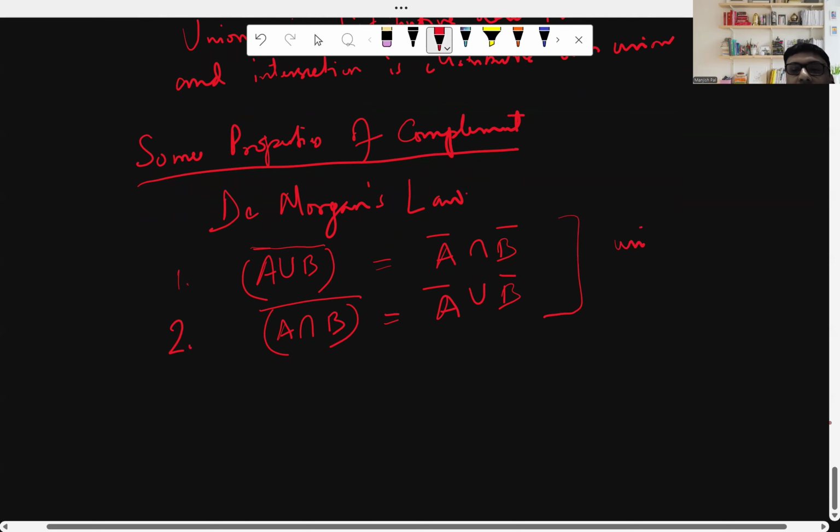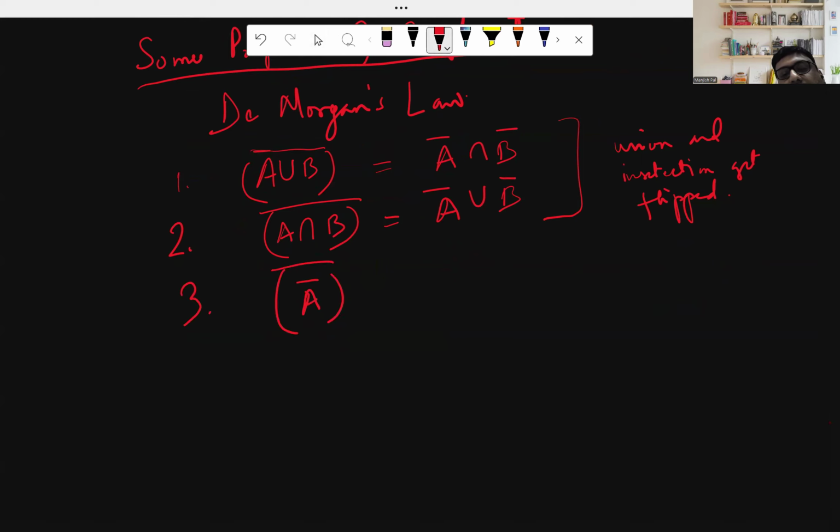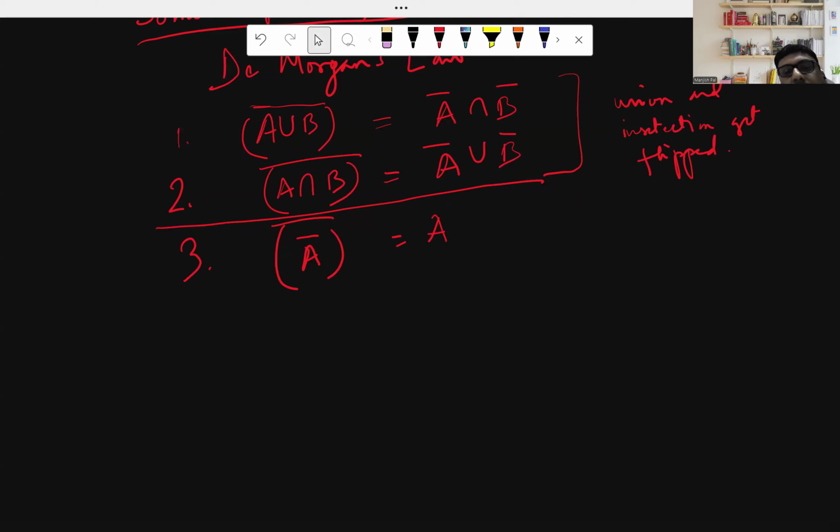If I want to prove another property, which is the complement of A complement is A again. Not really part of De Morgan's law, but yes, it is a property of the complement. If I want to try to prove this result, I will prove one using a Venn diagram, another using just notations.